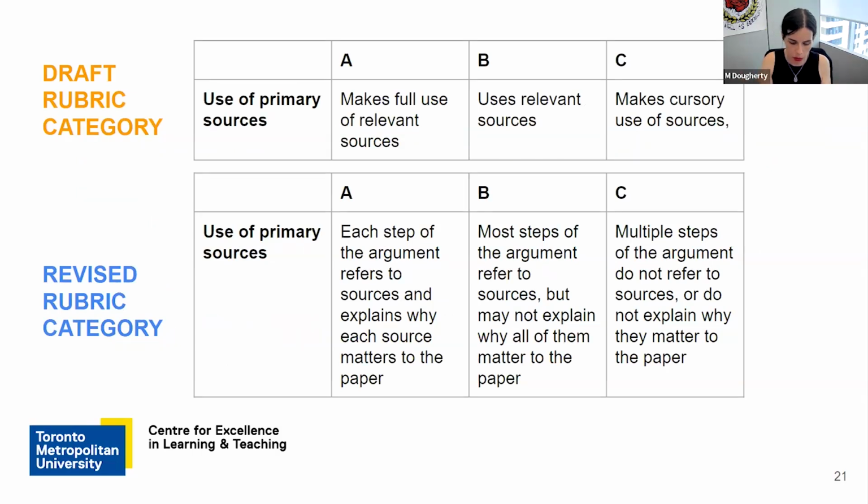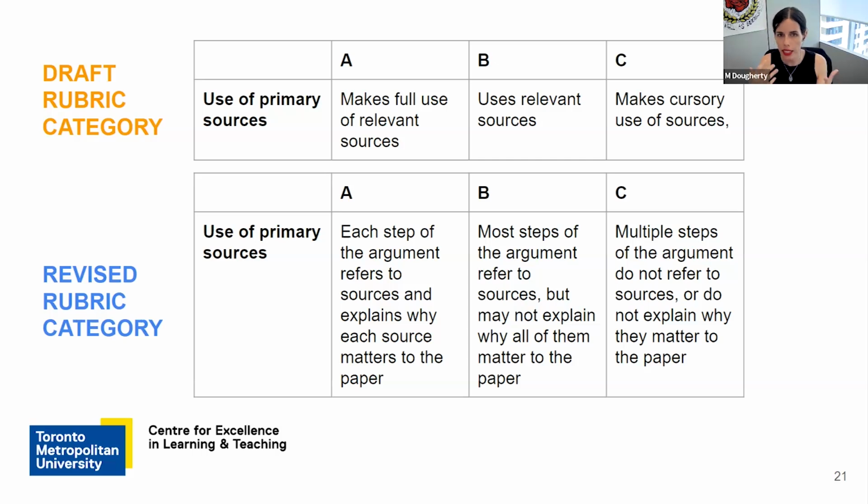So here's an example of what I'm talking about. If I were drafting a rubric for a historical paper, I might have a line of my rubric that is about the use of primary sources, right? So my draft version of that might say something like, well, an A paper will fully use sources, a B paper will use relevant sources, and a C paper will make cursory use of sources. What I'm trying to do here is revise towards a way of describing what relevance is, what it means to make full use, and what cursory use looks like.